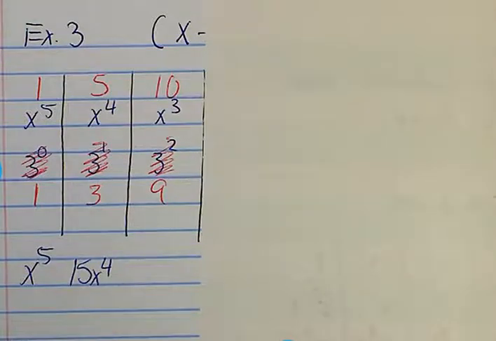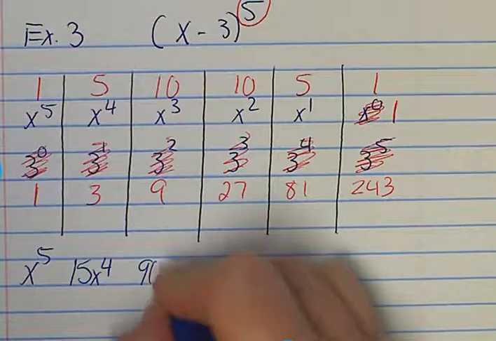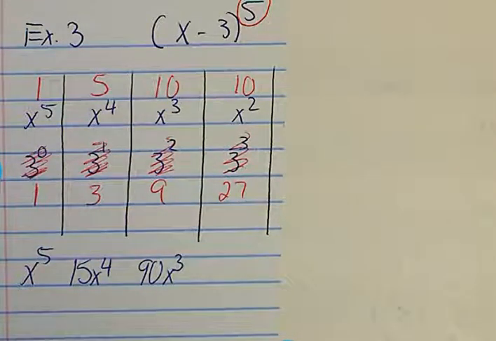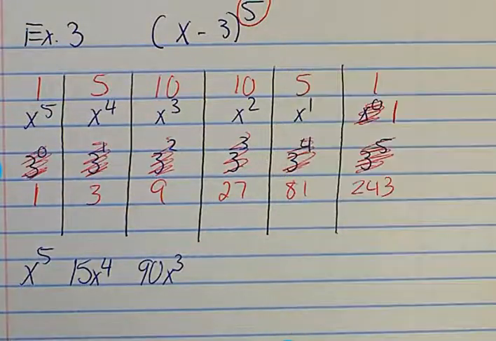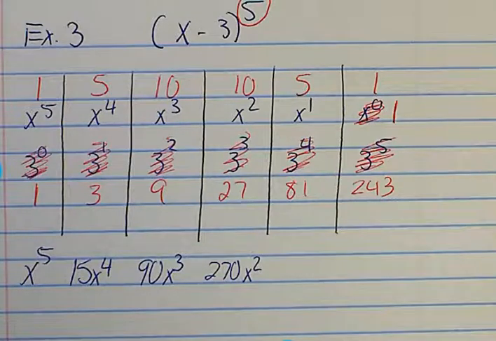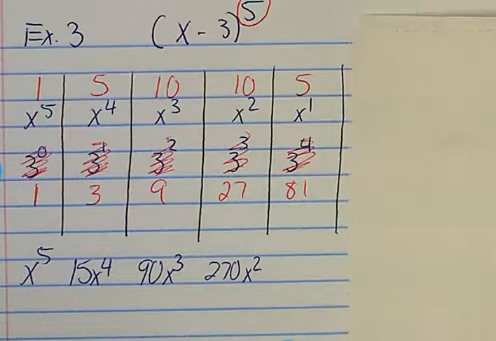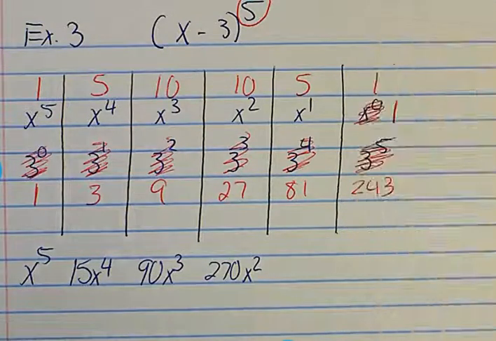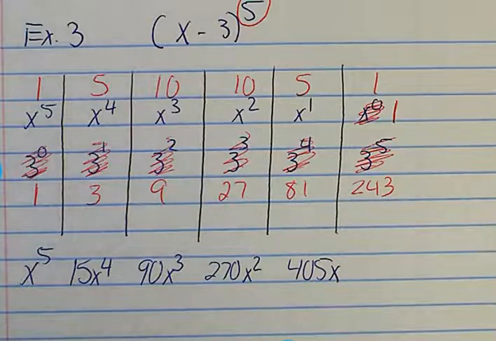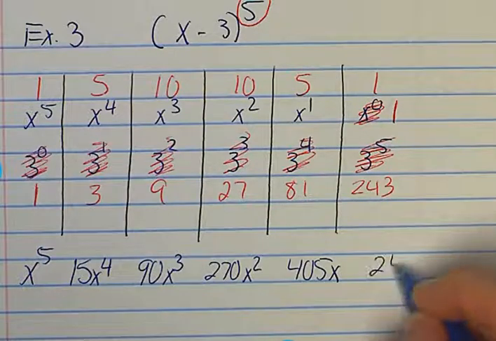For the next column, we have 10 times 9 for 90, x to the 3rd. Next column, we have 10 times 27 for 270, x squared. Next column, we have 5 times 81, which would be 405, x to the first, or just x. And then the last column, you have 1 times 1 times 243, which was just 243.